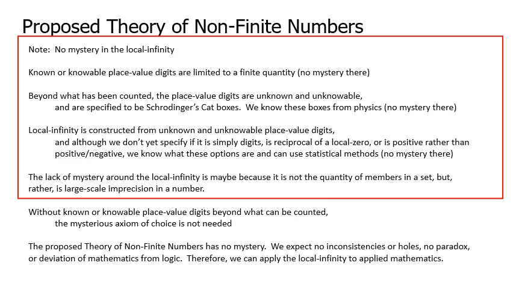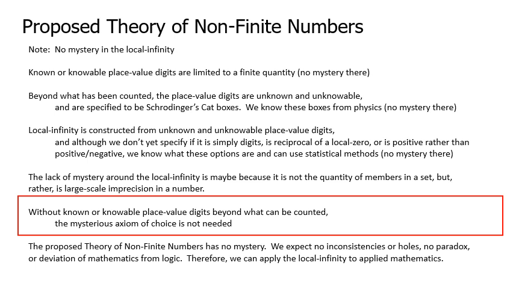Local infinity is constructed from one or more unknown and unknowable place value digits, and although we don't yet specify if it is simply digits, is the reciprocal of a local zero, or is positive rather than positive/negative, we know what these options are and can use statistical methods, so no mystery with a local infinity. The lack of mystery around the local infinity is maybe because we are not forcing it to be a quantity of numbers in a set.